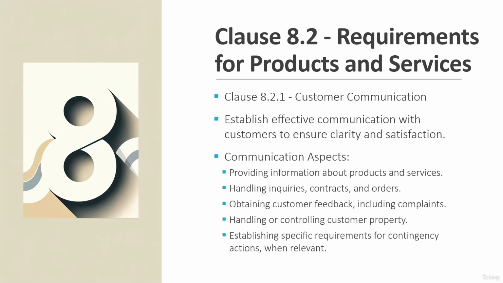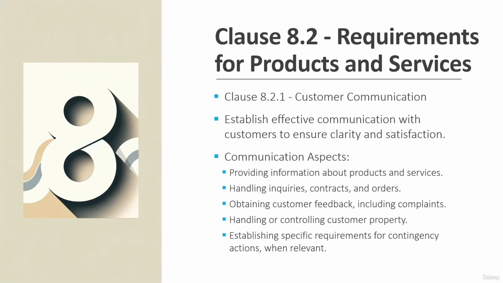Another aspect of communication is handling and controlling customer property. So sometimes the customer will give some property. This property could be some information or some physical parts which the organization has to take care of. So when the customer provides some property or some information, how this is handled and controlled is also part of customer communication. And if required, a contingency plan is also expected to be prepared. Now, when I say contingency plan, it is to take care of unexpected events.